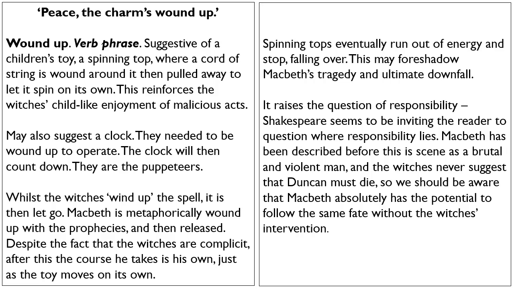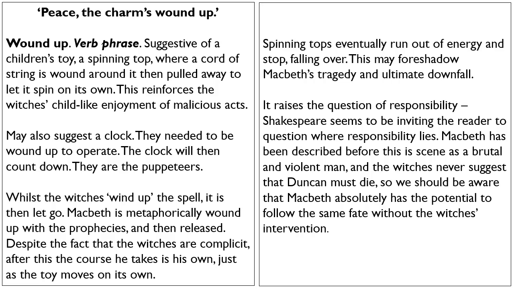So it suggests that the witches are doing the winding up and then watching the clock wind down, like almost puppeteers of fate. Whilst they wind up the spell, they then let it go. They don't take any action after that. Macbeth is metaphorically wound up by the prophecies, and then he's released. Despite the fact that the witches are complicit in what happens after this, the course he takes is his own, just like a toy that's been wound up moves on its own. Now, spinning tops and clocks eventually run out of energy, they stop, they fall over. And this might foreshadow then Macbeth's tragedy and the downfall of his character.